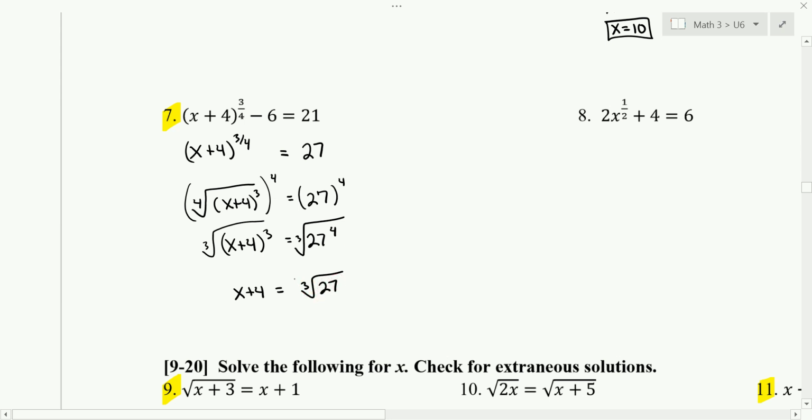And I'm going to move the 4th power to the outside, because it's easier to take the cube root of 27 than to raise 27 to the 4th power. And that is going to be 3 to the 4th power, which is 81. So x plus 4 equals 81. So x is going to be 81 minus 4, which is 77.